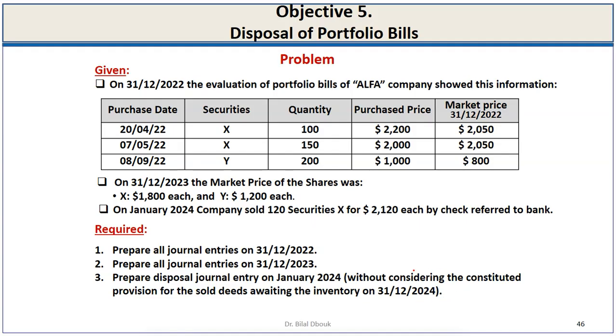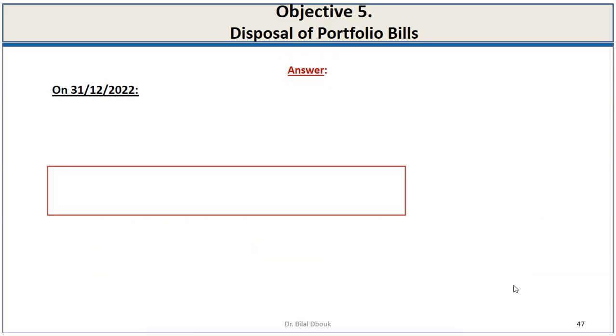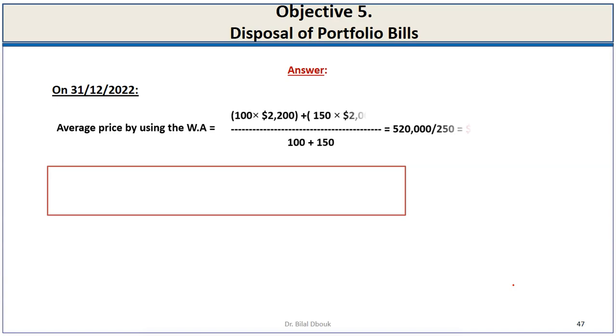So here the given is assuming that we don't need to take into consideration any previous provision recorded. We just record the disposal entry. Starting by calculating the average price on 31/12/2022 for securities X, we have 100 purchased at 2,200 plus 150 purchased at $2,000 over the total number of securities. We got a weighted average cost of $2,080.